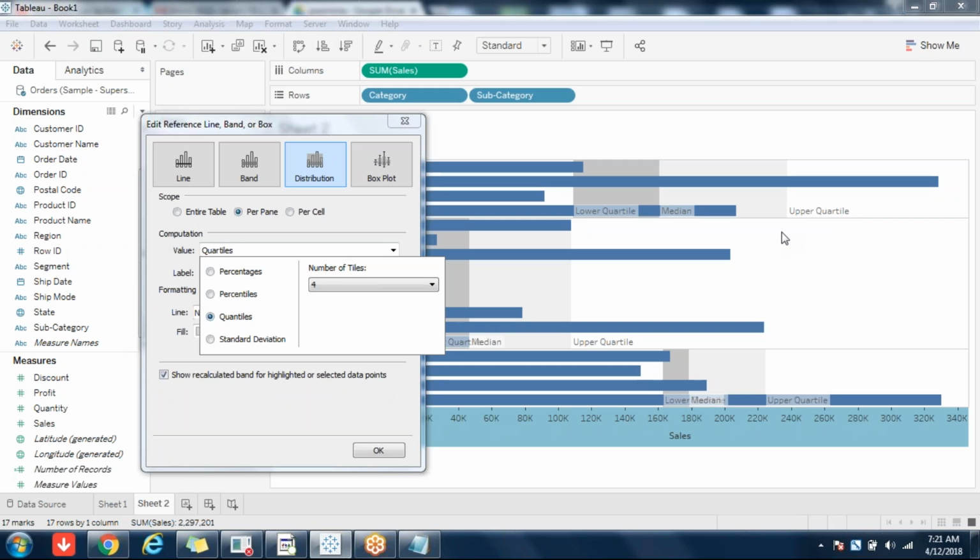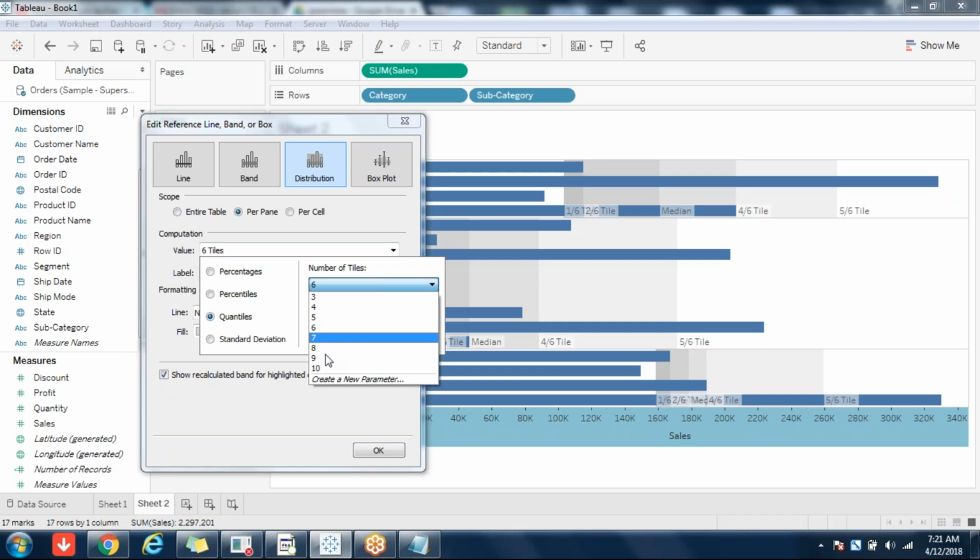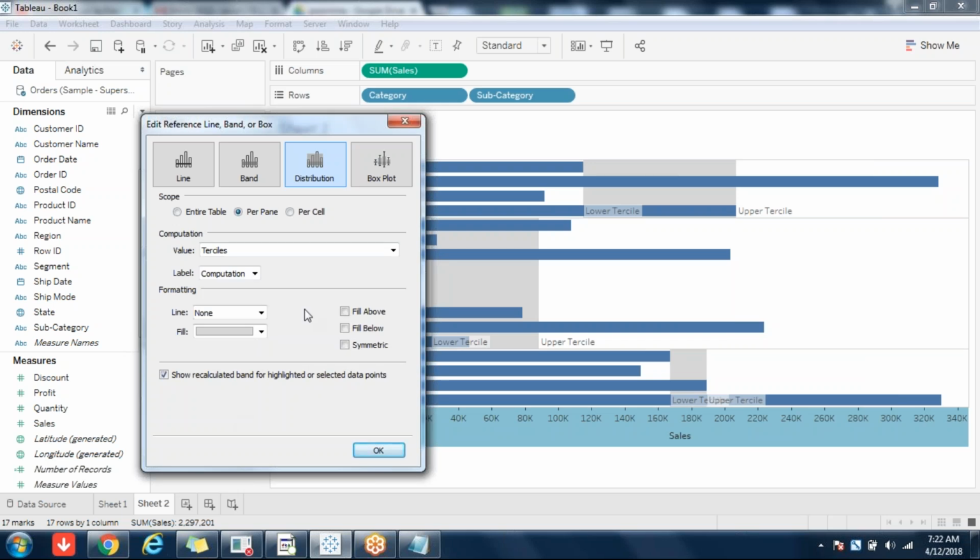So quantile means piece, but quartile means 1/4 of a piece. Remember the difference. And you can divide into how many pieces you want, no problem at all. So you can do all these things, however you want it. Even the parameter option is there here, so you can use the parameter here also. No problem at all.